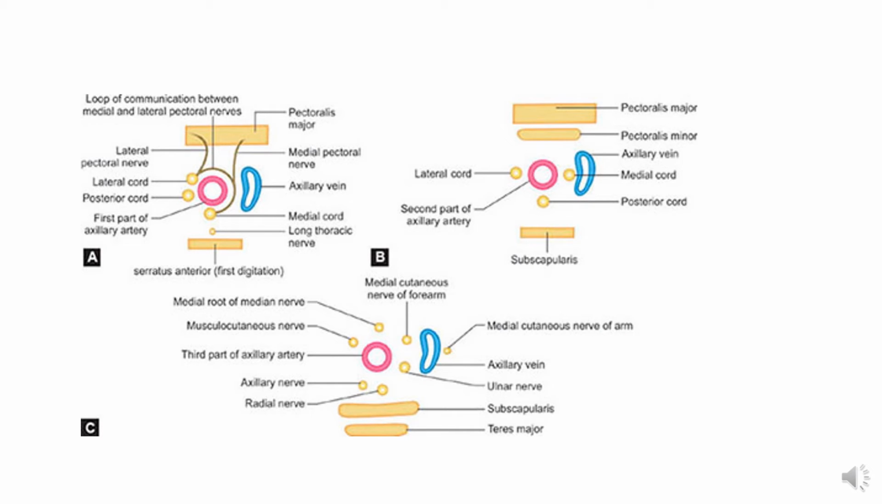Here again are the relations of the axillary artery. You can see that the axillary vein lies medially in all three parts. In the first part, the cords of the brachial plexus lie lateral to the artery. In the second part, the cords lie medial, lateral and posterior to the axillary artery. And in the third part, the branches of the cords lie medial, lateral and posterior to the artery, while the vein lies medially.